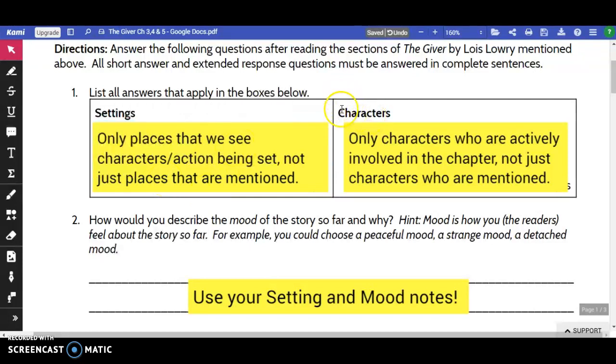For characters, you want to only list characters who are actively involved in the chapter, not just characters whose names are mentioned. So, for example, we don't see Roberto being actively involved in these chapters. He is only mentioned, so we would not list Roberto under characters.